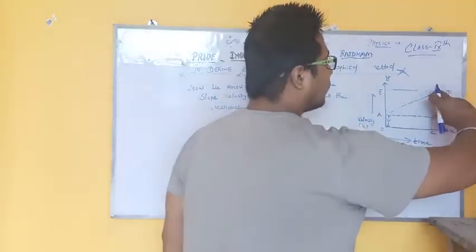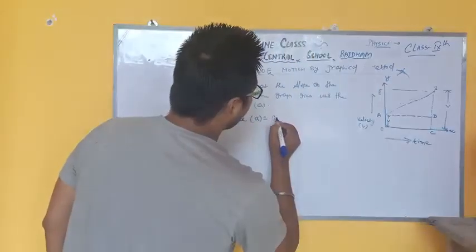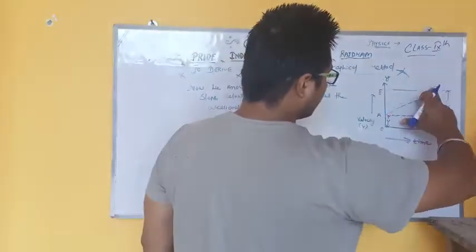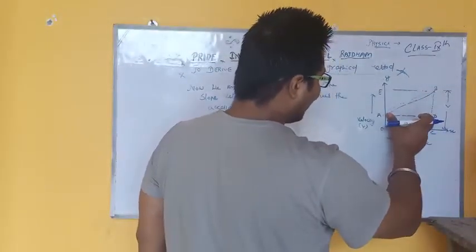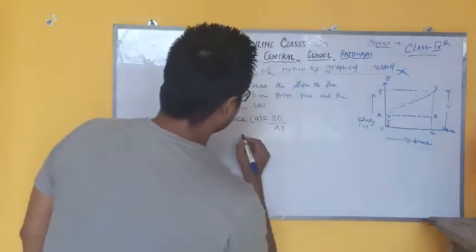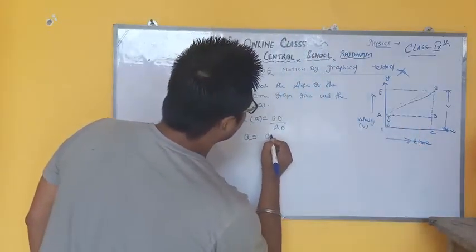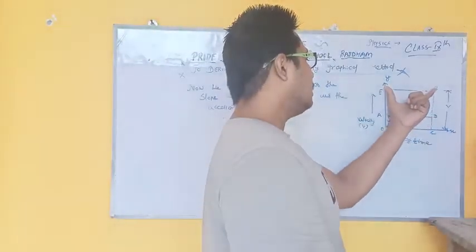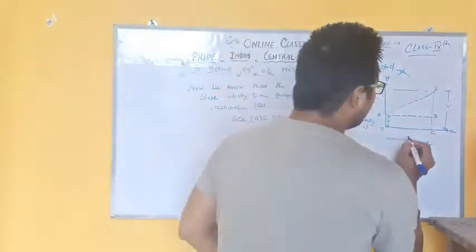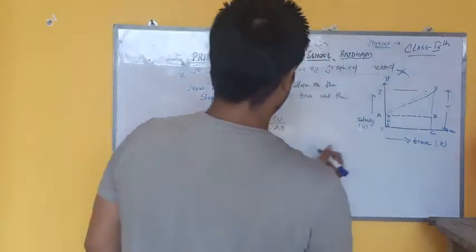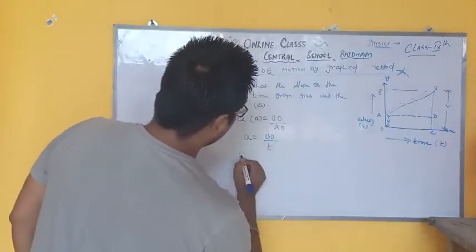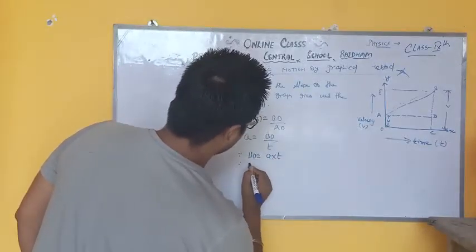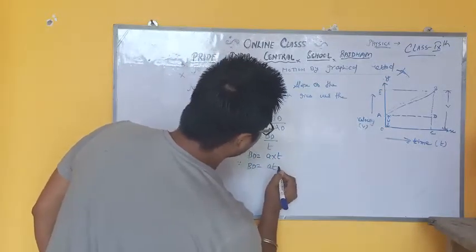BD divided by AD. This is equal to BD divided by AD, so this implies that A is nothing but BD divided by AD. What is AD? AD, EB or OC is all equal to time T. Therefore, BD is equal to A into T, and therefore BD is equal to AT.